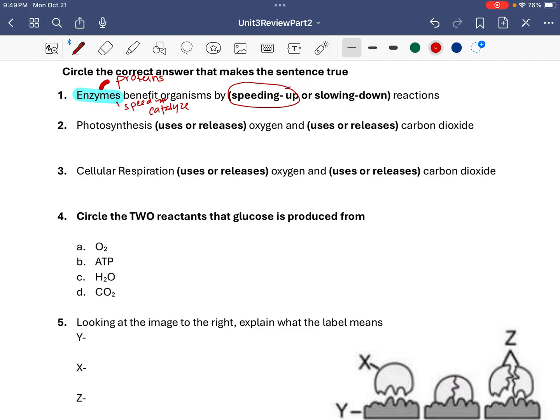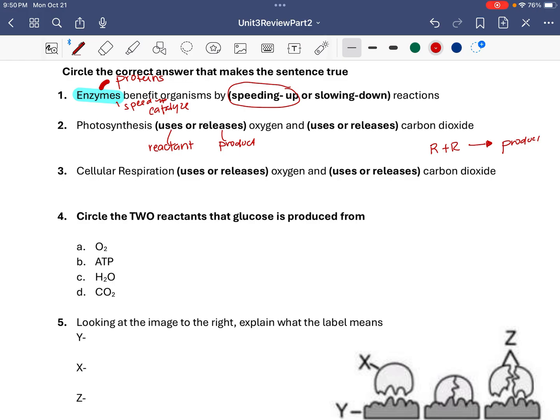Enzymes are commonly known to be in our digestive system to speed up digestion and other processes in our body. Photosynthesis uses or releases oxygen, uses or releases carbon dioxide. They like to use this type of vocabulary. To use something means it is a reactant. And to release something means you produced it, so it is a product. If you remember from previous notes, a reactant plus a reactant will yield a product.